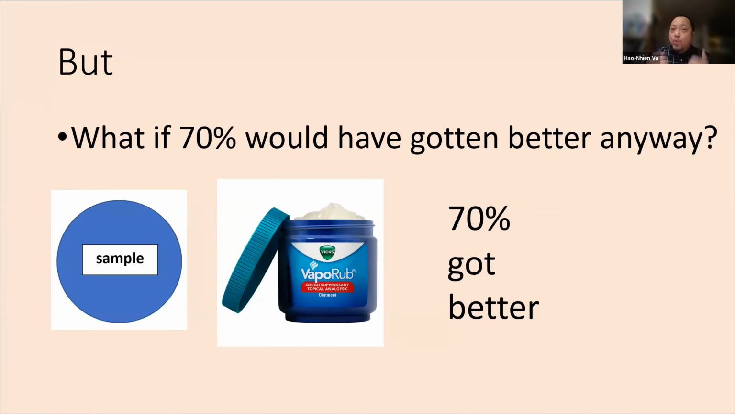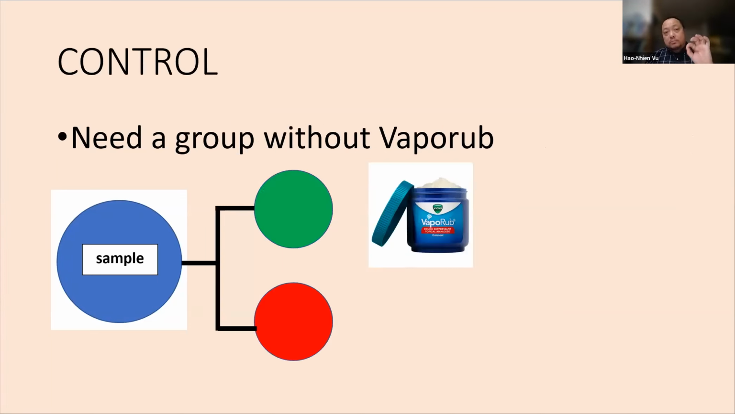Therefore, we need to have a way of figuring out what would happen if we do nothing. That's called control. We need a group without vapor up so we can establish a control. Some people call it a baseline. If left alone, let's say 70% of the people get better, then that means vapor up didn't do anything. But if left alone, only 35% of the people get better, then we know that, yeah, vapor up helped. It pushed the number from 35% all the way up to 70%. Yeah, we need a group without vapor up, and that's called control.